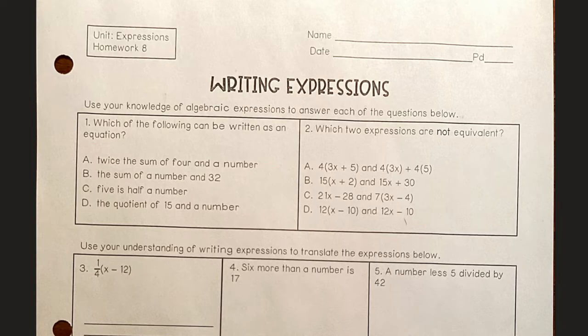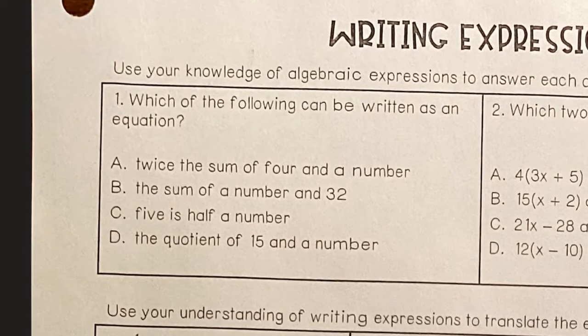So let's just go ahead and jump right into writing expressions. At the very top of the page, it says use your knowledge of algebraic expressions to answer each of the questions below. Looking at number 1, it says which of the following can be written as an equation? Remember, we're looking for an equation, which means it has to have an equal sign, and that is typically with the word is. So let's read through each of these choices and figure out which one sounds like an equation.